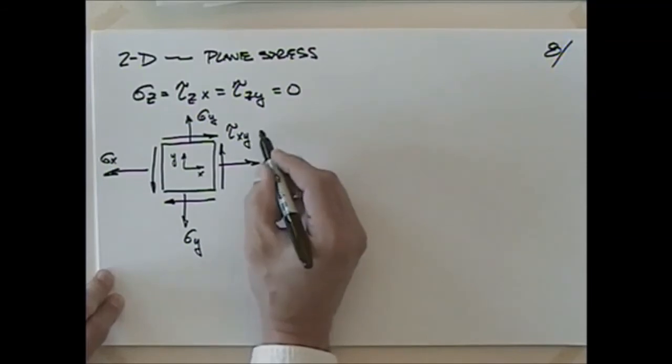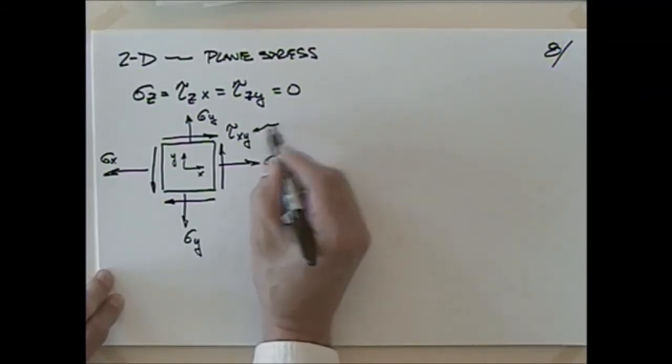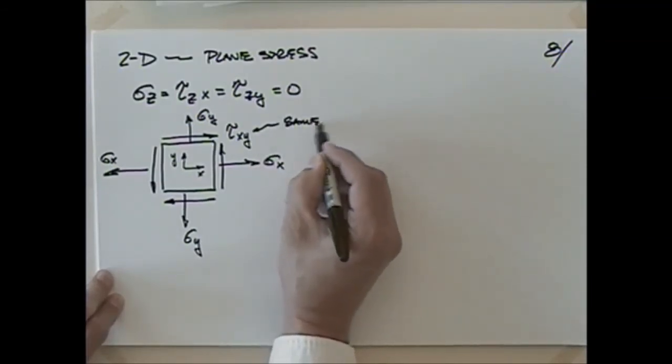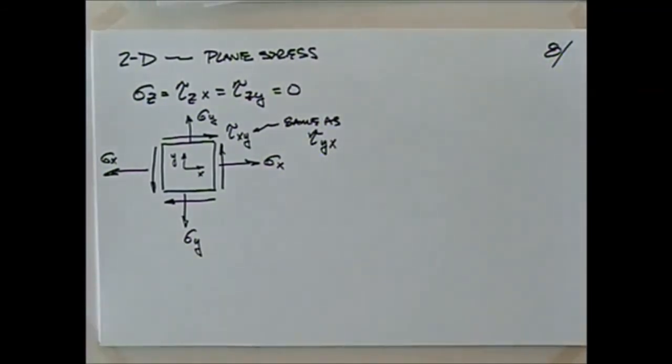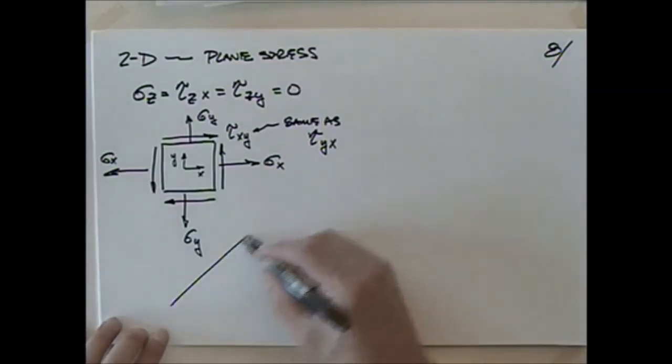I mean, that has to be equal to, same as, tau yx. So this is our plane stress, and we'll use that a lot as we describe things, and eventually as we talk about Mohr's circle. Questions with that?